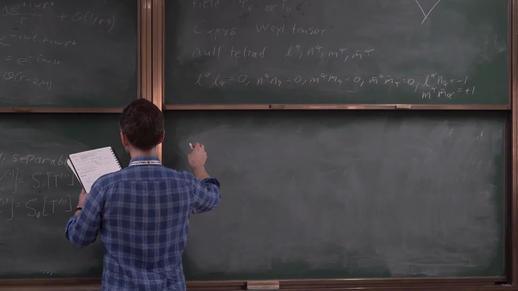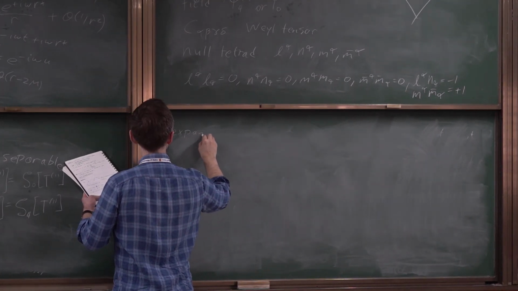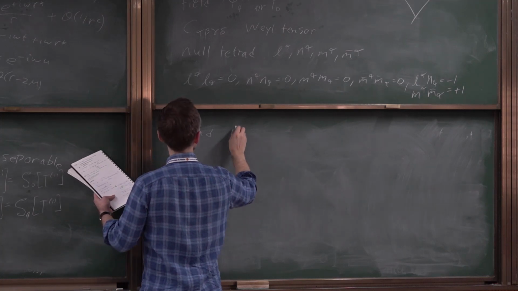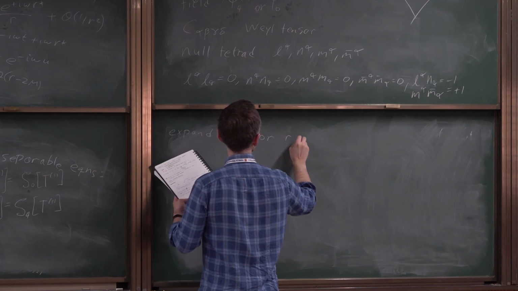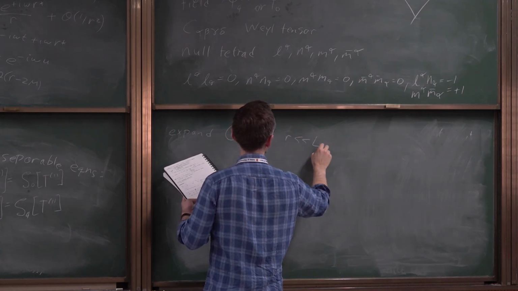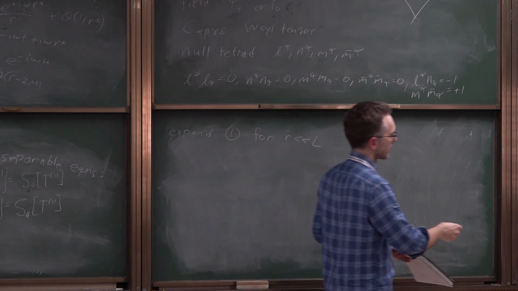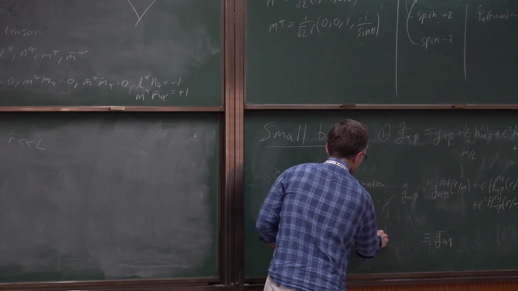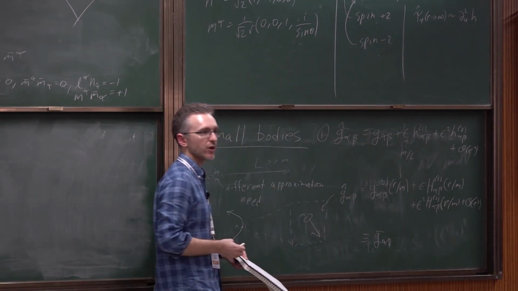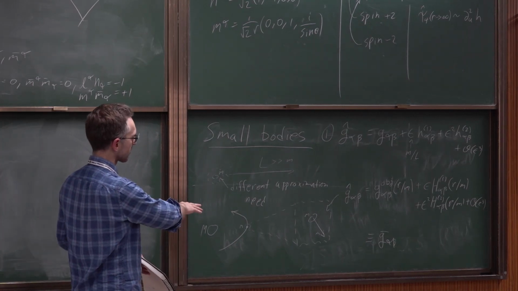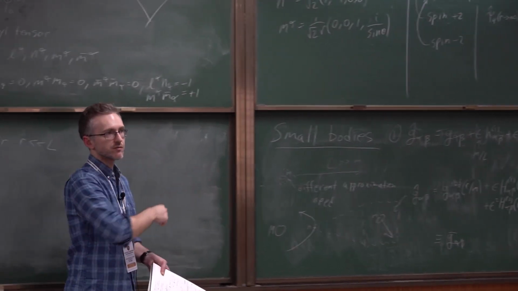So let's say I want to expand that first equation for r much, much less than L. So this is expanding. Let me put a little r here. r here is going to be some representative distance from the small object. So this is not the Schwarzschild coordinate r of the big black hole. This is just distance from the small object.